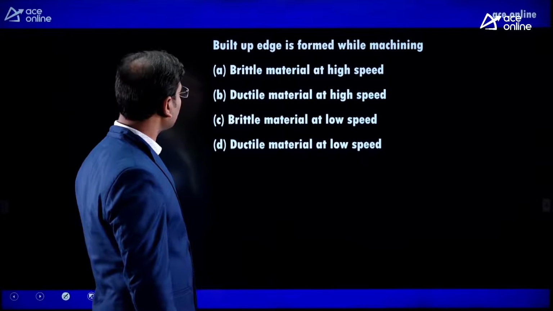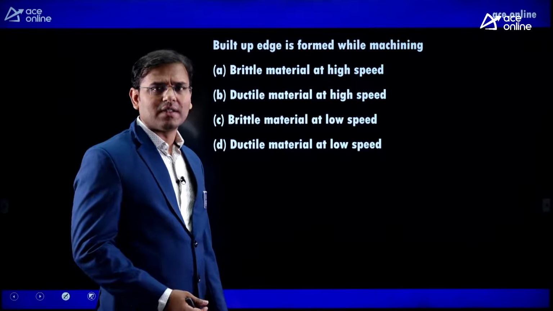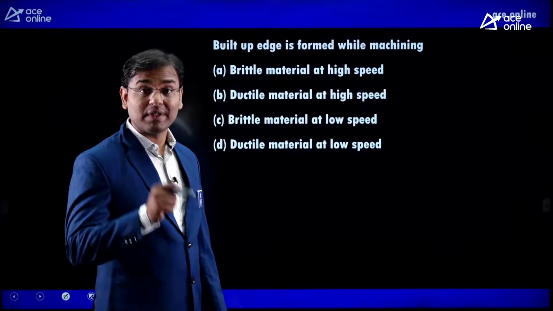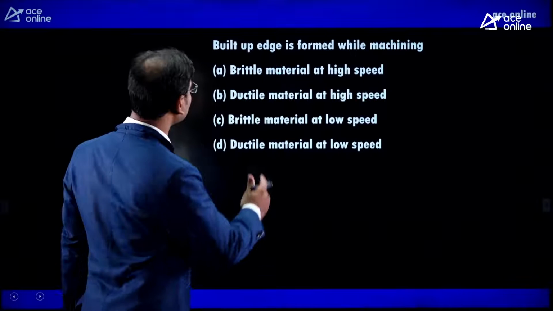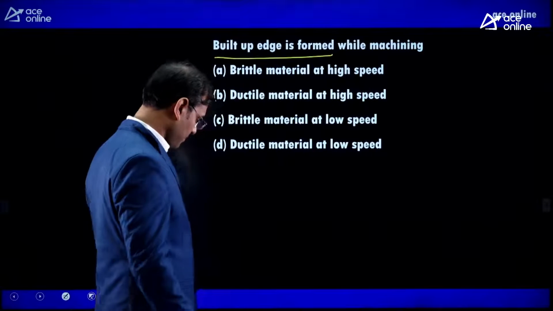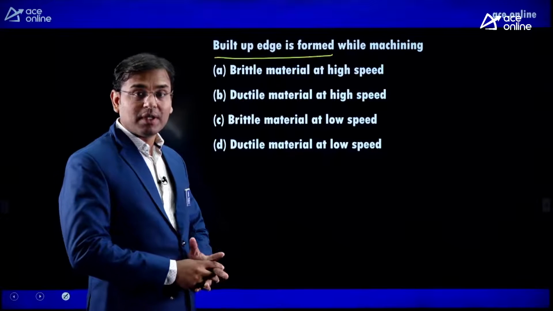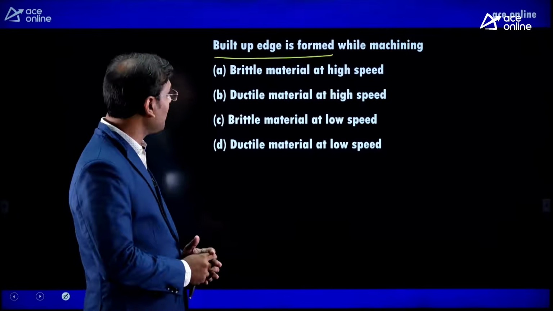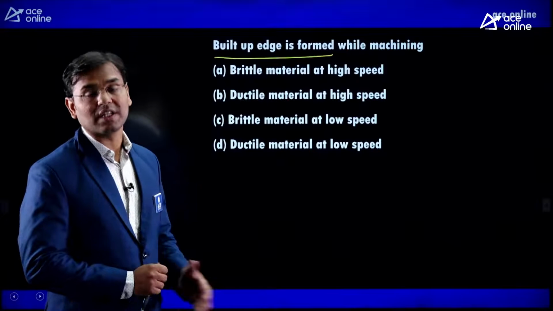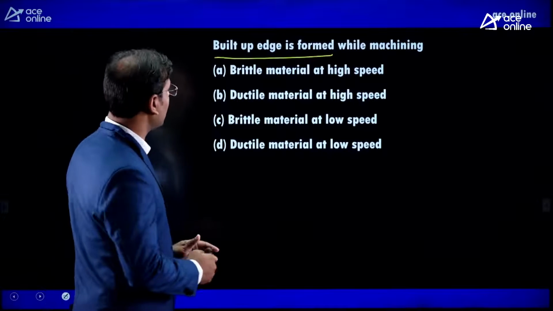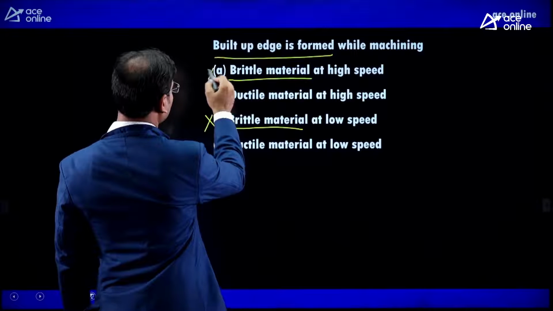Now next, built-up edge is formed while machining. Guys, when we are machining brittle material, then discontinuous chips are going to form, and when discontinuous chips form, then the built-up edge is not going to form. But they are asking when the built-up edge is formed while machining. Now see, if you are machining ductile material, then the built-up edge can form, but when we are machining ductile material at high speed, then there is no time available for the chips to stick on the tip of the tool. Here brittle material is given as an option, so built-up edge is not formed. Here also brittle material, built-up edge is not formed.